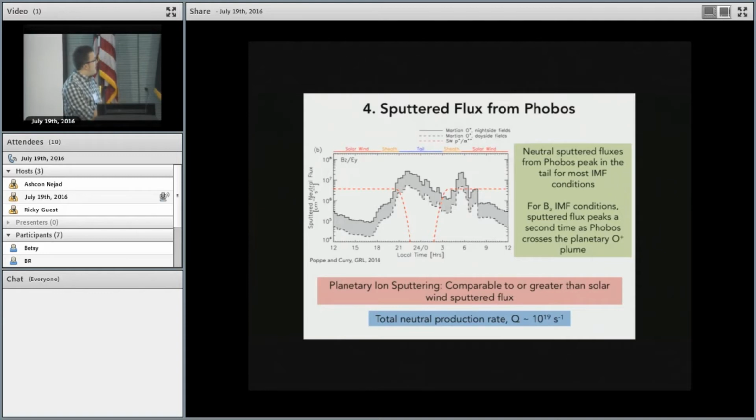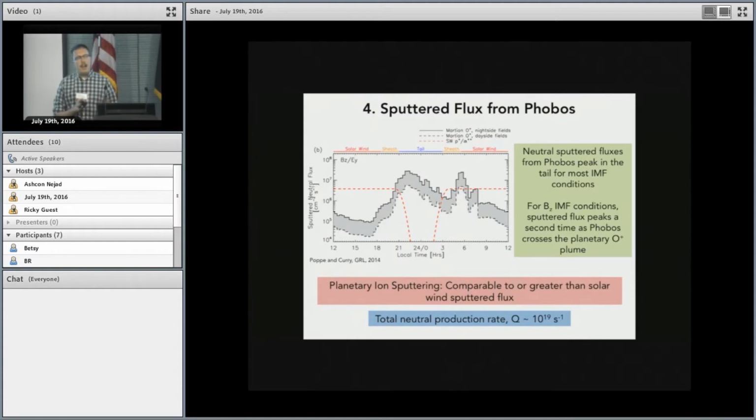You can see it drops out in the magnetotail where the solar wind is blocked. But it's immediately replaced by this gray bar, which is actually planetary ions. These are oxygen, carbon dioxide that are coming from Mars itself and impacting Phobos. And you can see it at certain times in Phobos' orbit. These fluxes from planetary ions are actually more efficient at sputtering neutrals. So in reality, you should sum the two of these together to get the total rate. Walking through that, you can get a total rate of about 10^19 per second.